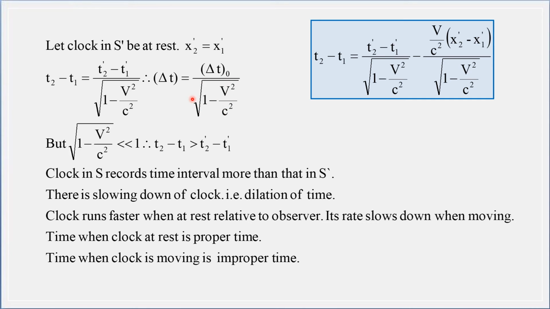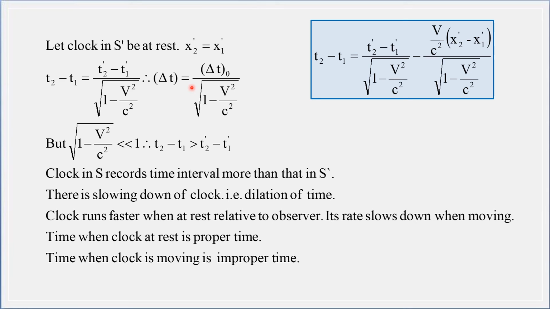As I said earlier, this delta t is a time interval when it is at rest. It is called the proper time, and delta t is also called the improper time. Or delta t suffix 0 is called the time measured in the laboratory frame, and delta t is the time measured when it is moving.